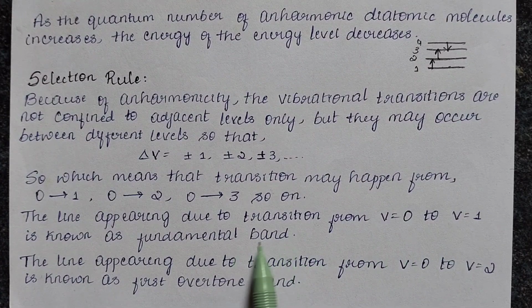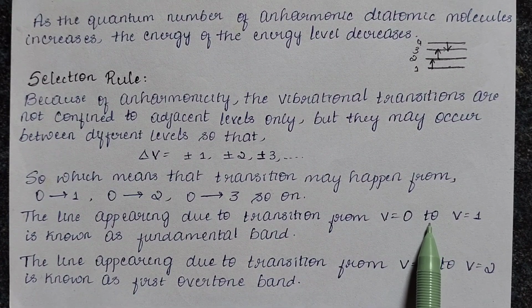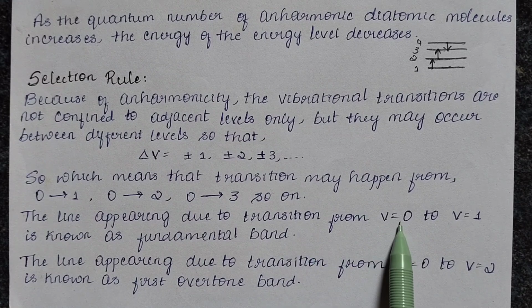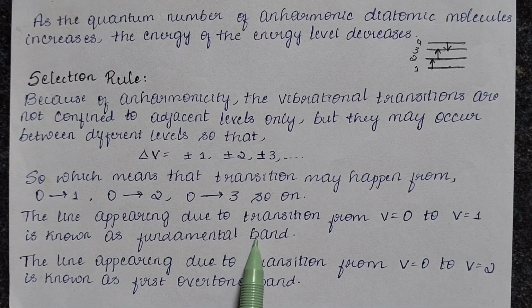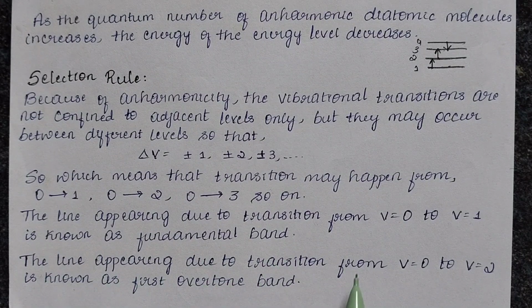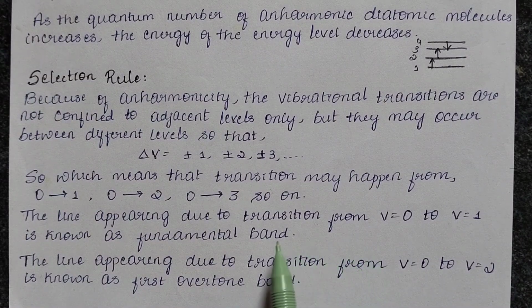The line due to the transition from V0 to V1 is known as the fundamental band, which we can also call the basic band. The line which occurs due to the transition of electrons from V0 to V1 is known as the fundamental band, and the line appearing due to the transition from V0 to V2 is known as the first overtone band.